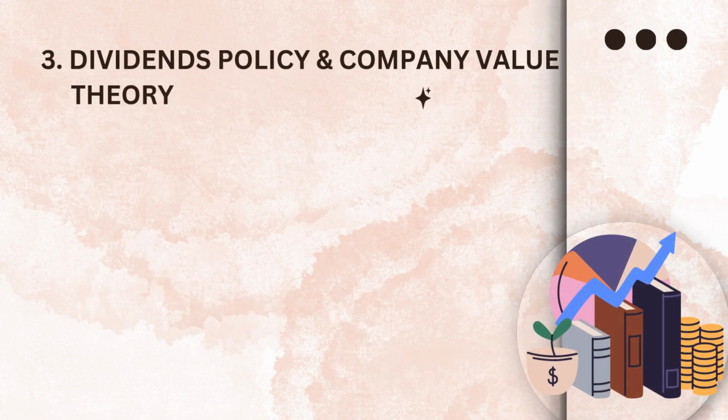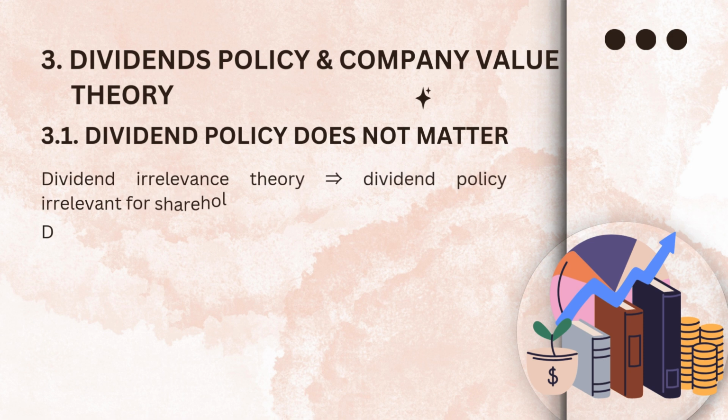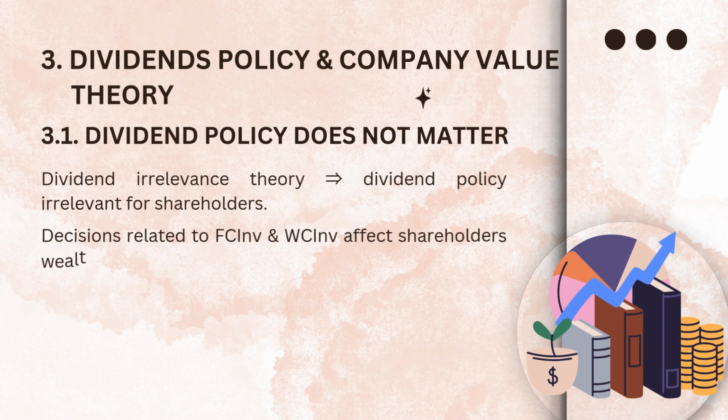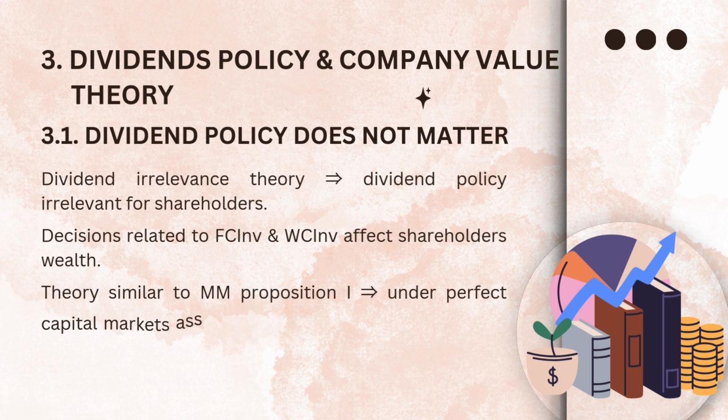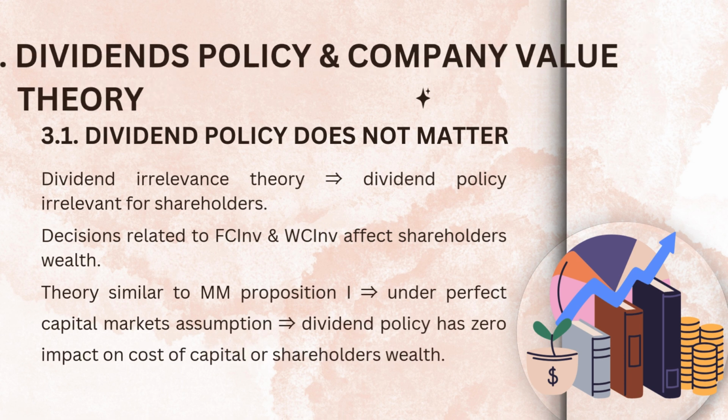3. Dividend policy and company value theory. 3.1 Dividend policy does not matter. Dividend irrelevance theory: dividend policy is irrelevant for shareholders. Decisions related to FCINV and WCINV affect shareholders' wealth. The theory is similar to Proposition I under the perfect capital markets assumption. Dividend policy has zero impact on cost of capital or shareholders' wealth.